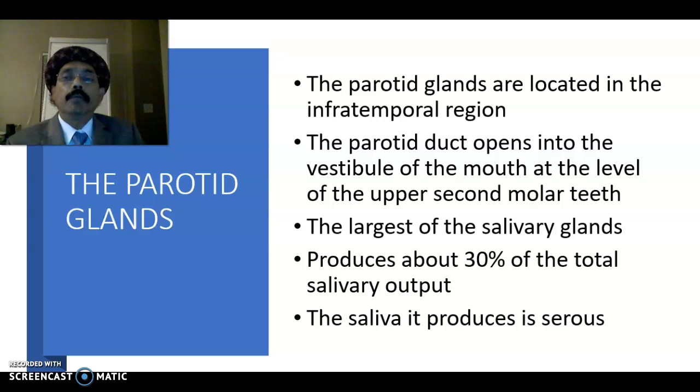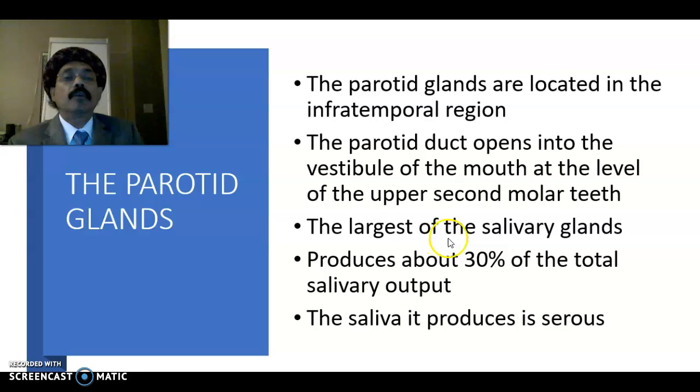Today I'll discuss the parotid gland histology. The parotid glands are located in the infratemporal region near the temporomandibular joint. It includes part of the neck of the mandible, head of the mandible, and also the ramus of the mandible. The parotid duct opens into the vestibule of the mouth at the level of the upper second molar tooth crown.